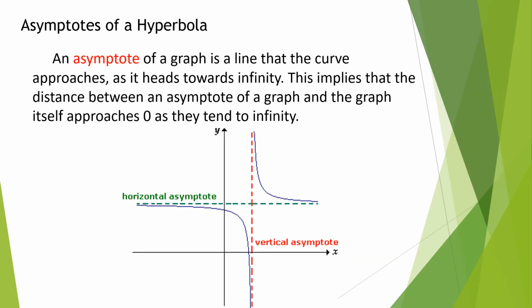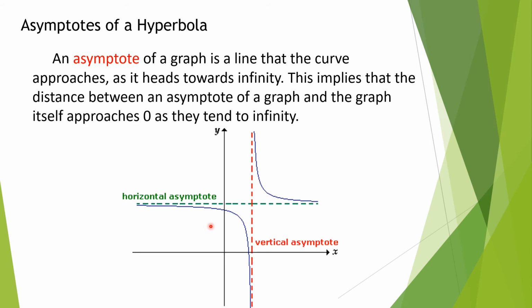Okay, now let's proceed to the asymptotes of a hyperbola. An asymptote of the graph is a line that the curve approaches as it heads towards infinity. This implies the distance between an asymptote of a graph and the graph itself approaches 0 as they tend to infinity. So kung i-expand pa niya nga yung graph going to infinity value of x, approaches man sa aton nga asymptote line.